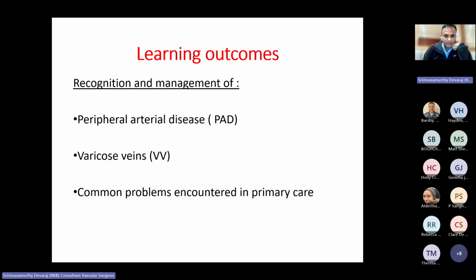So the main outcomes of this talk is essentially to talk about peripheral arterial disease, varicose veins, and the common problems that you encounter in primary care when you see these patients. It's mainly how to recognize these conditions and manage some of the common problems that you're likely to encounter.